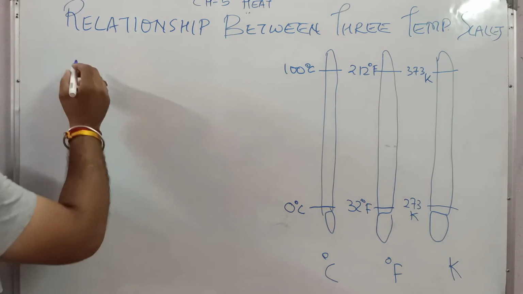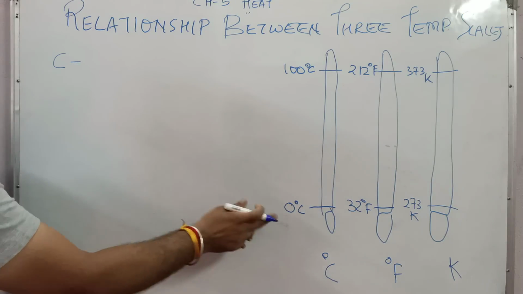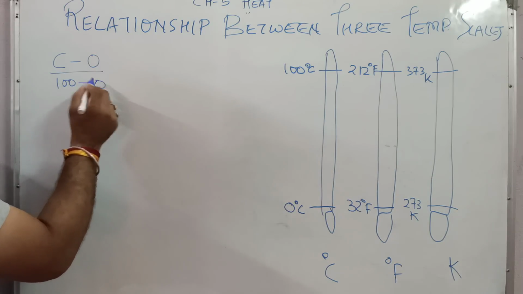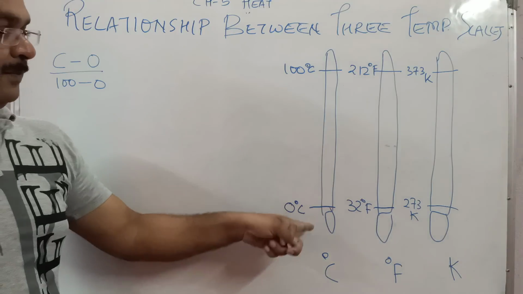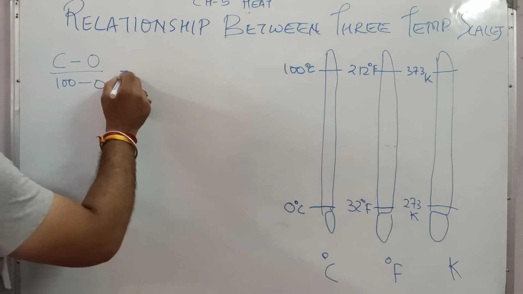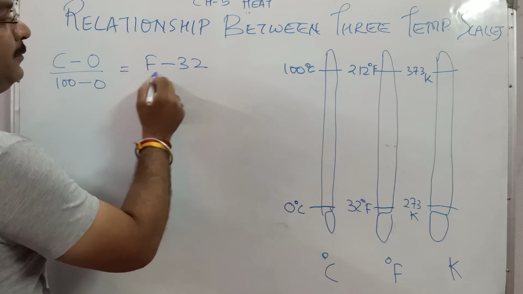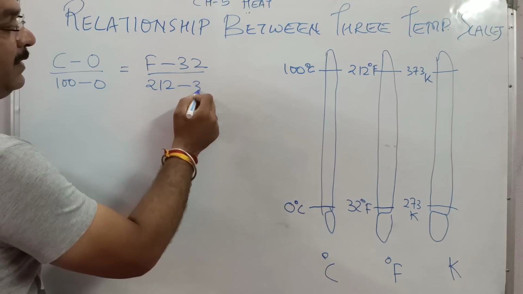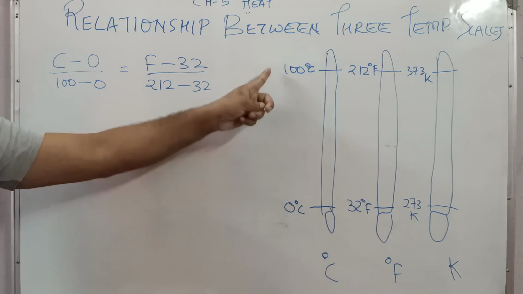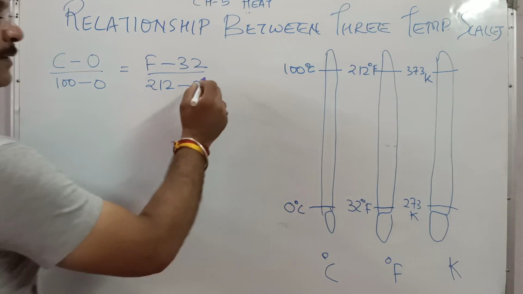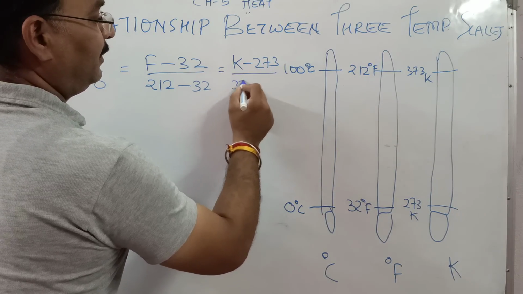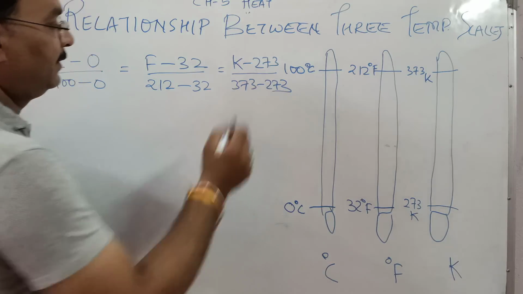So we can easily derive the relationship: C minus 0 upon 100 minus 0. Whatsoever the temperature will be lying between these two, the C minus 0 and 100 minus 0, again F minus 32 upon 212 minus 32. This is the number of divisions between the ice point and the steam point. Similarly, K minus 273 upon 373 minus 273.